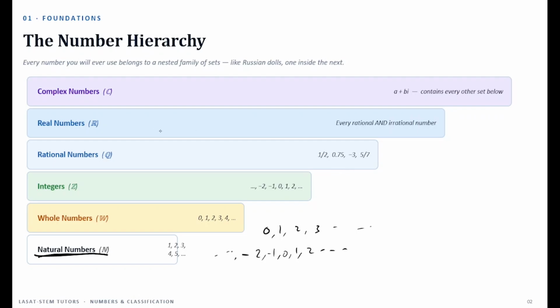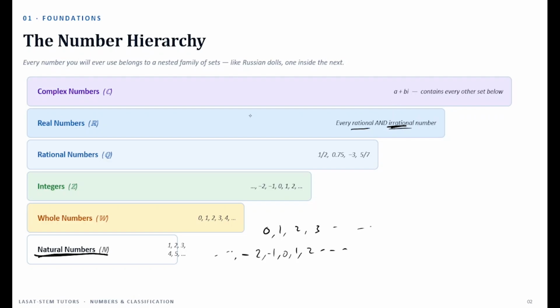Then we have real numbers. Real numbers are every rational and irrational number. Although I didn't put irrational numbers under this hierarchy, irrational numbers are numbers that cannot be expressed as fractions. We'll see the difference between rational and irrational numbers very soon.